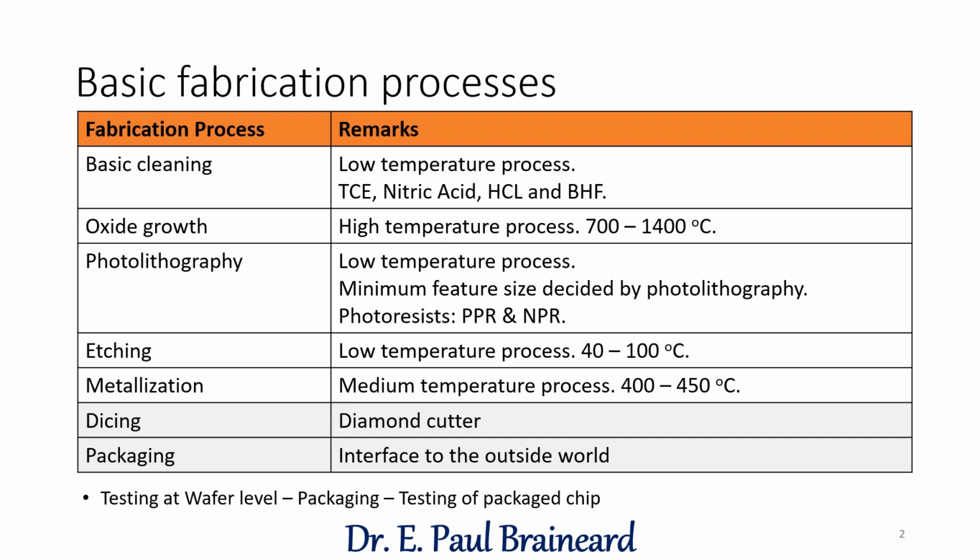In this process, we use a photosensitive material. That is, the material properties can be changed from hard to soft or soft to hard by shining UV light on it. There are two types of photoresist: positive photoresist (PPR) and negative photoresist (NPR). When light falls on positive photoresist, it becomes soft. When light falls on negative photoresist, it becomes hard.